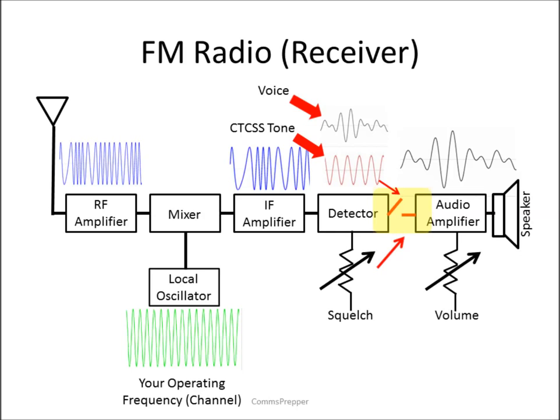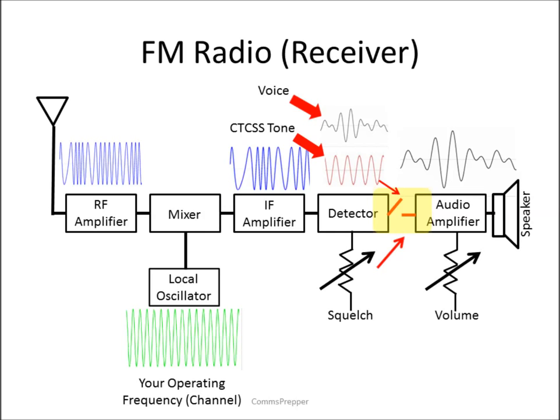So now the detector has three functions in this picture. The first function is, of course, to recover the voice from the original frequency coming in and look for that embedded tone within that frequency as well, and the squelch level setting. And I represented this by a little switch after the detector. And if the detector gets a signal in where the squelch level is where you want it, and that tone is present, then that switch will close and it will pass the audio or the voice to the audio amplifier so you can hear it out of your speaker by adjusting your volume knob. And that's how this filtering takes place.